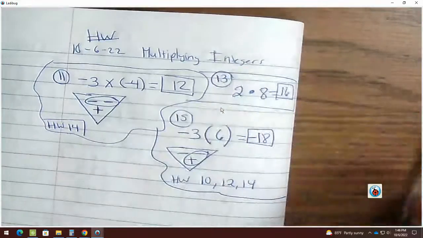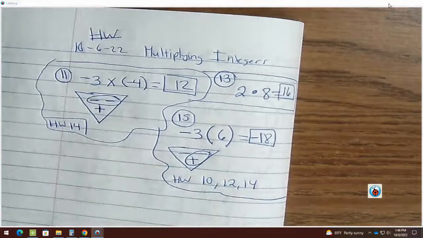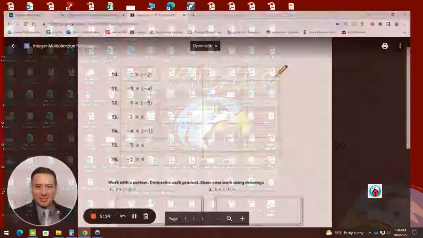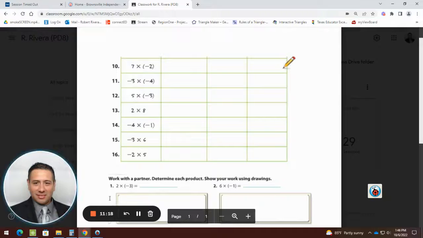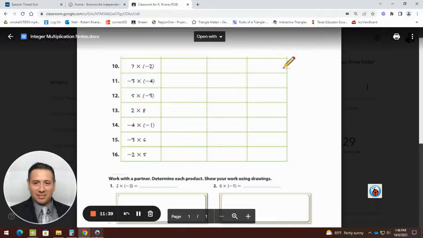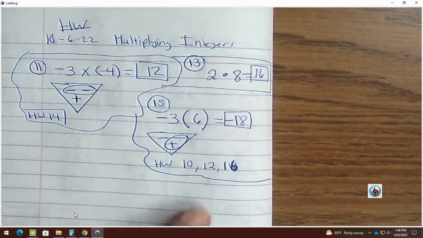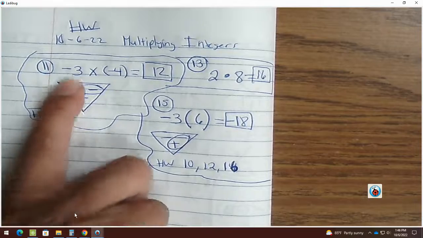Okay. Now I'm going to go to the bottom part. So this is for 10, 11, 12, 13, 14, 15, 16. Okay? Oh, not 14. I messed up. It's 16. The last number is 16. Because 14 was already there. Let me fix this. Let me show you again. My bad. It's 10, 12, 16. Because 14 was already over here with 11.